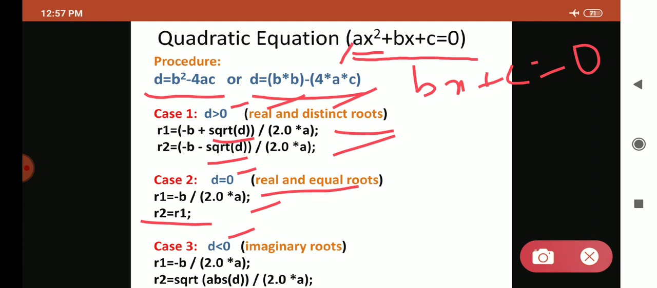Now in the third case, the value of d will be negative, that is, less than 0. In this case, we will get imaginary roots. The formula for calculating R1 will be minus b divided by 2a, and the formula to calculate R2 is square root of abs d divided by 2a, where abs is nothing but the absolute value of d that we are considering.